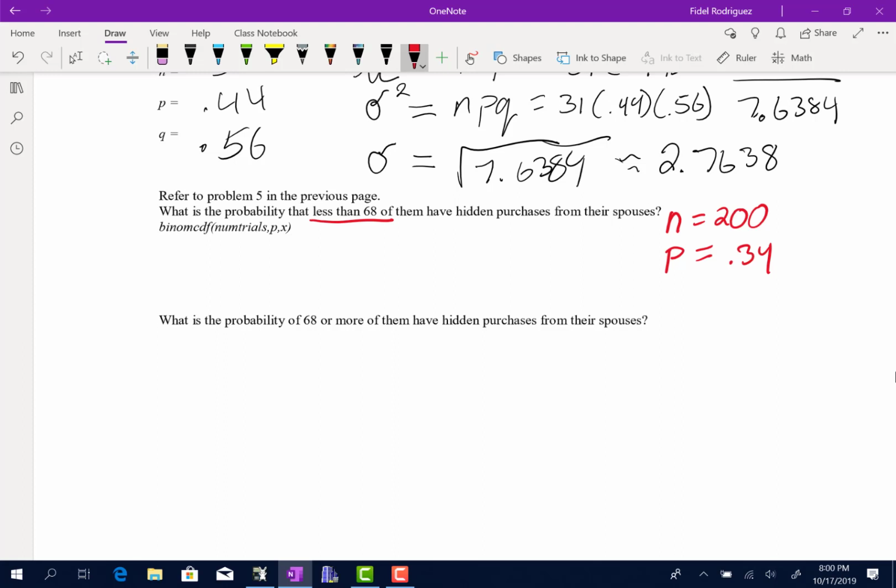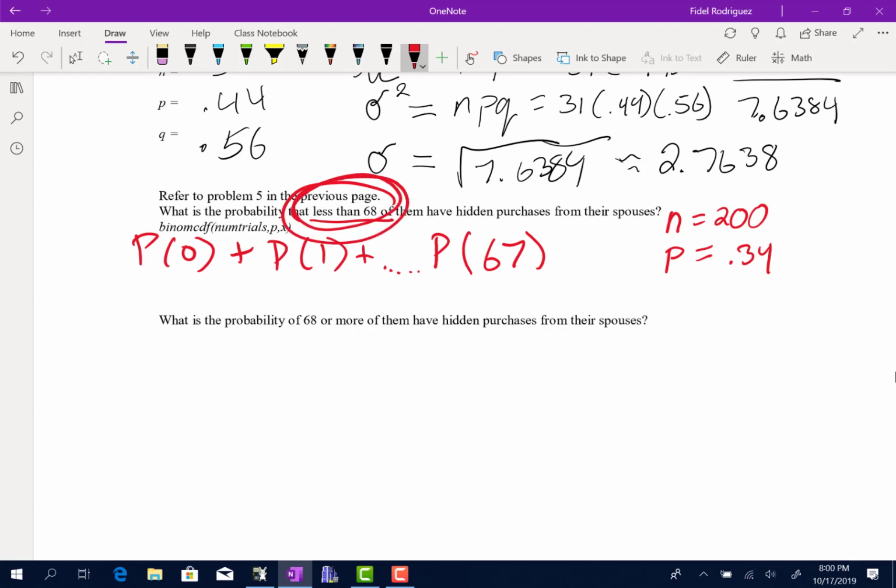Let me ask you a question. If we took 200 people and asked them, how many of you have a hidden purchase from your husband or wife, and none of them said they had any hidden purchases, that would be what number? Would that be less than 68? So we're going to find the probability of 0, and then also, suppose one of them said, yeah, I have hidden purchases from my husband or wife. That would be what number? 1. And we're going to keep playing this game, guys, all the way until we get to what number? 67, right? Because the question says less than what?